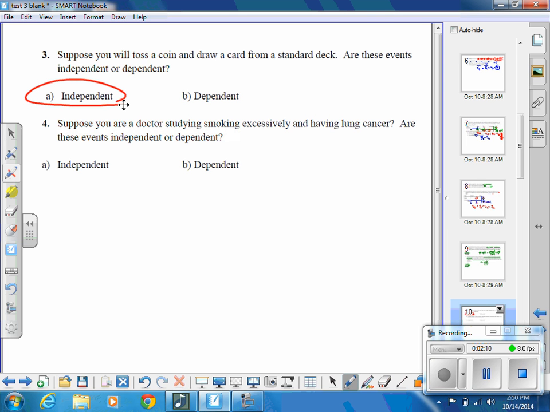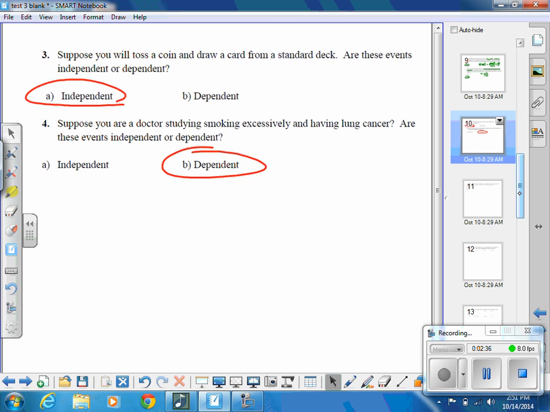The next one says, suppose you are a doctor studying smoking excessively and having lung cancer. Are these events independent or dependent? Well, because one of the ways to get lung cancer in many people is by smoking excessively, it's definitely going to be dependent, okay? You have to make sure whenever you're doing these that one outcome depends on the other one happening. Okay. Let's move along to the next problem.